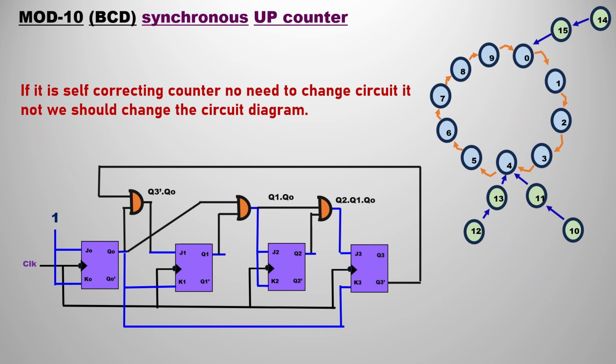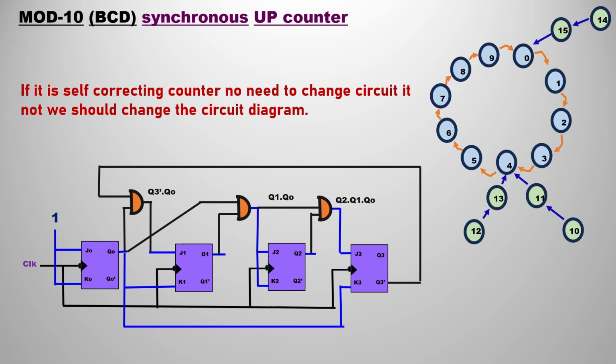If you observe in the BCD synchronous counter, we have formulated the circuit diagram for that, and we also understood the state diagram, including the unused states. So this is the self-correcting counter. There is no need to modify the circuit or the diagram. If we had a non-self-correcting counter, then we would need to modify our circuit diagram.